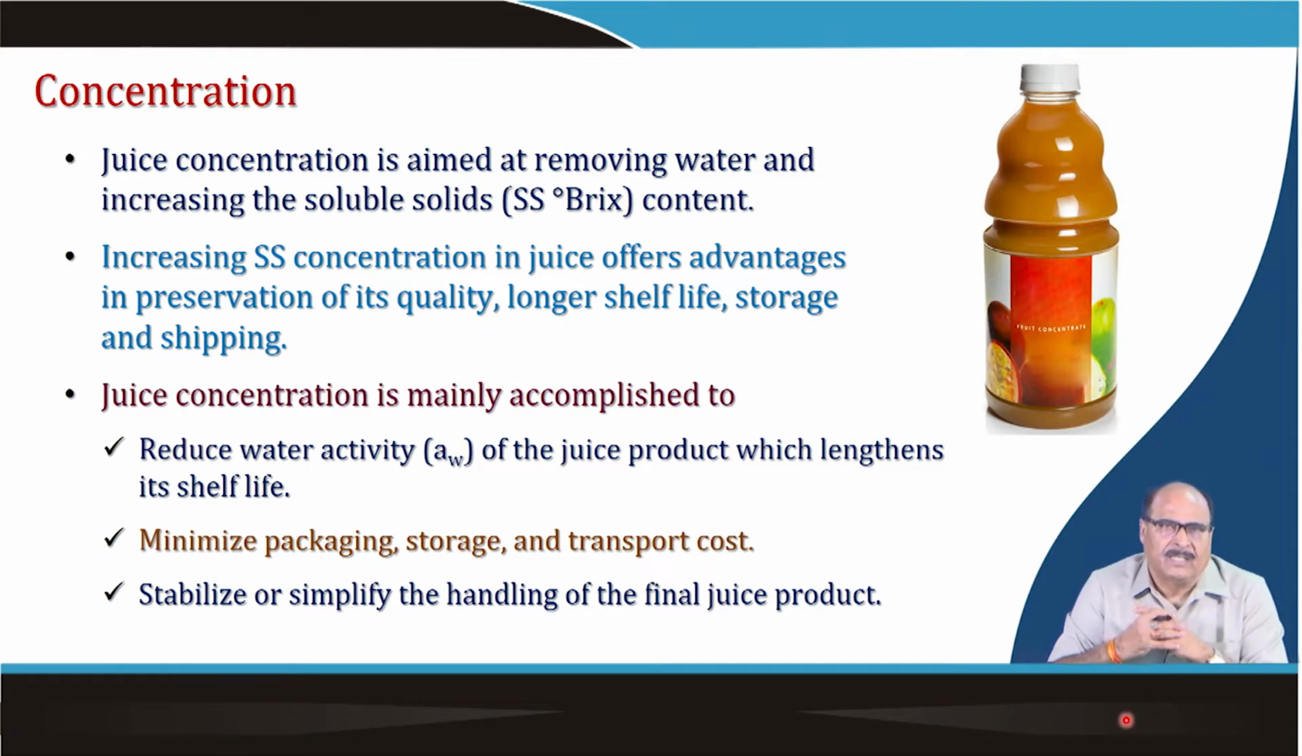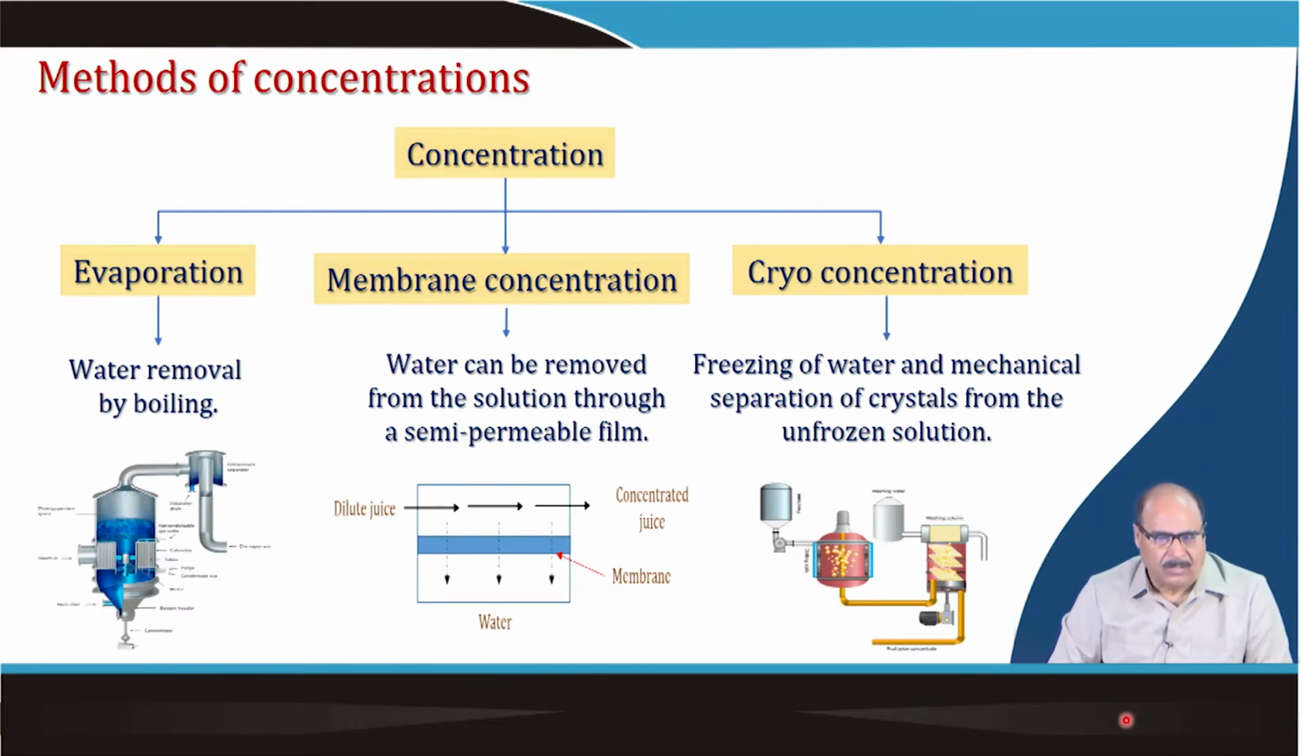So, juice concentration is mainly accomplished to reduce the water activity of the juice product, which lengthens its shelf life, minimizes packaging, storage and transport cost, and stabilizes or simplifies the handling of the final juice products. Okay. The concentration processes may be of three types: evaporation, membrane concentration, or cryogenic concentration, or low temperature concentration.